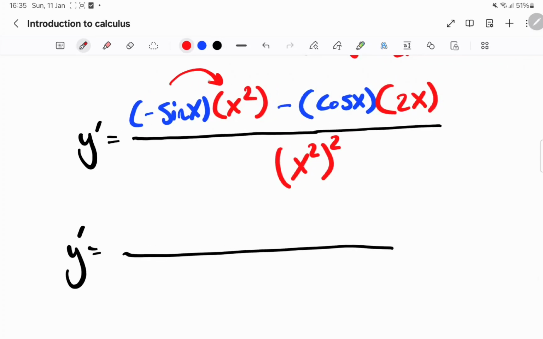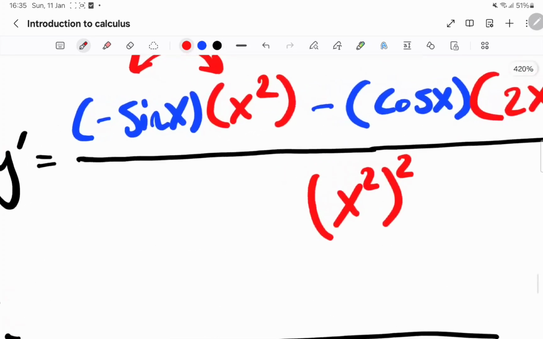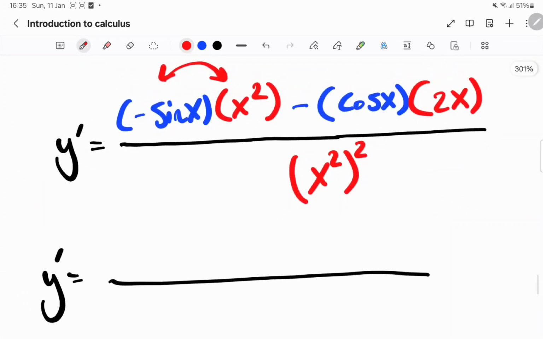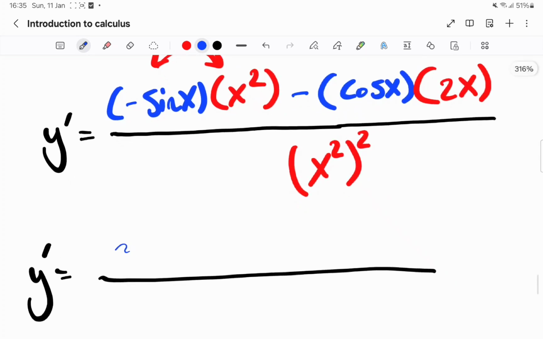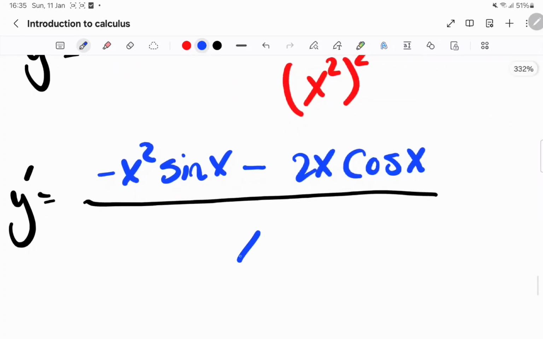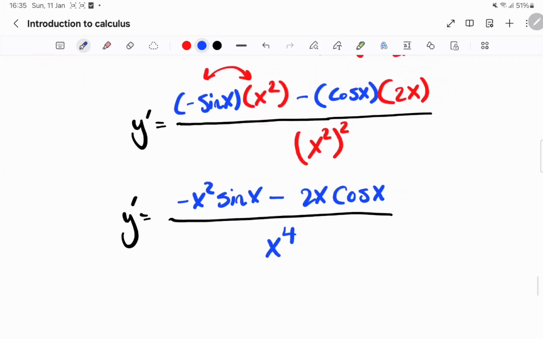Okay, whenever you have something like this, it's always better to put the x in front of a trig function, okay? It just looks cleaner. There's no mathematical reason to it, I just like it that way. So we have negative x squared sine x minus 2x cosine x over x to the 4. And you can leave it like that.